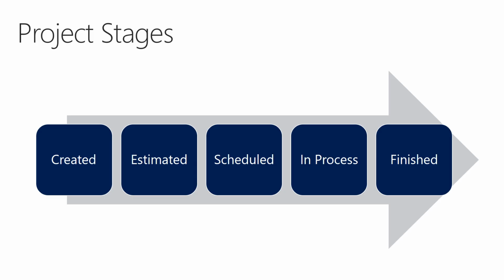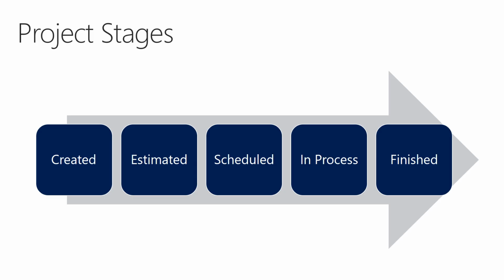Estimated and scheduled are relatively the same as created. You can't post any transactions toward it, but in the estimated you can forecast and you can budget, etc. Scheduled is the same concept, but during scheduling you probably want to schedule your workers, build a team, but you can also do the forecasting and budgeting as well. In process, anything goes. You can budget, forecast, create a WBS, post any sort of transactions you want, do anything you want. And then finished is when your project is completed.